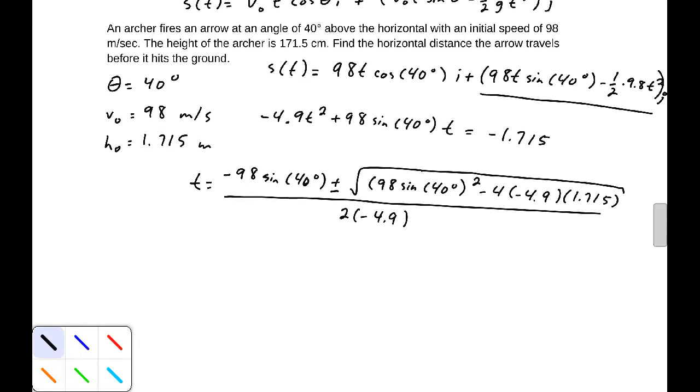Now, there will be two approximate solutions to this. The one we care about is the positive value. So t is approximately 12.8829 seconds. That is when it hit the ground.